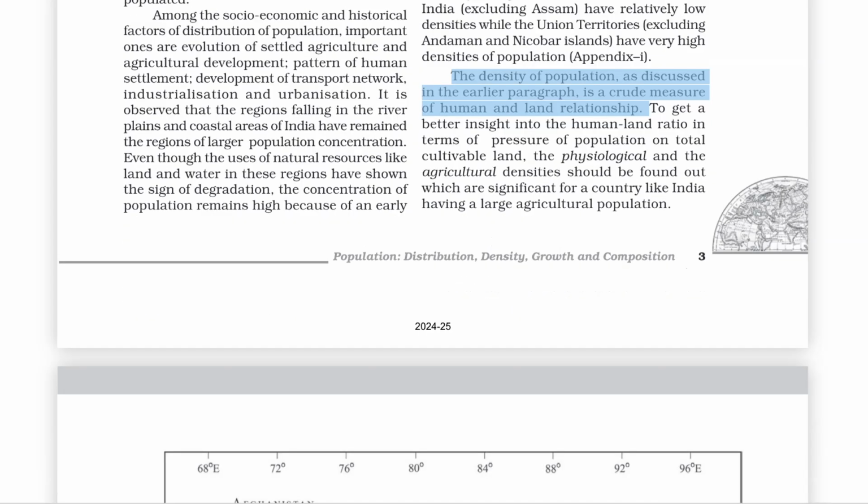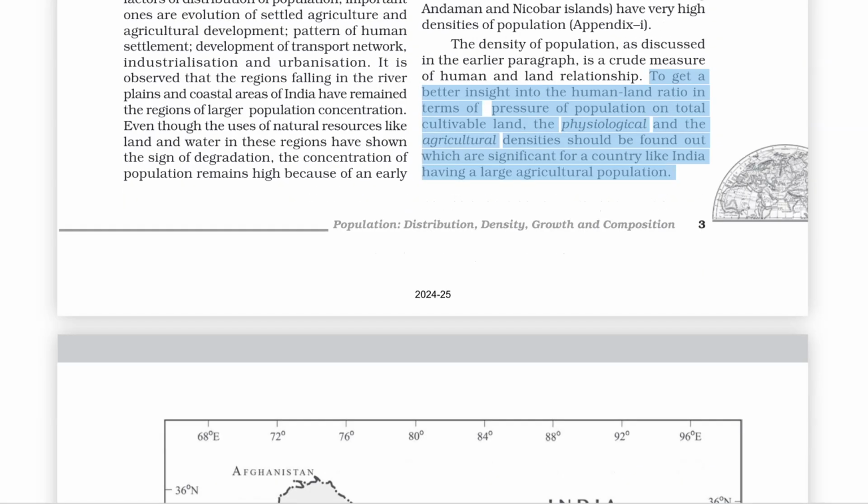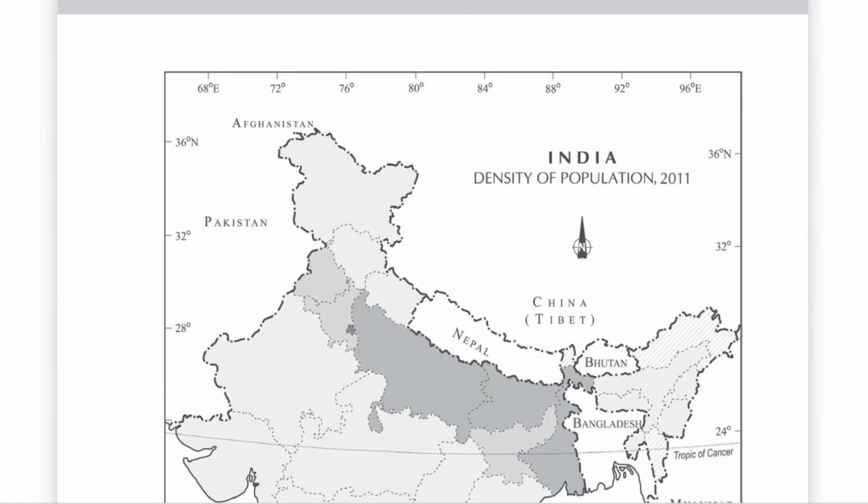Appendix I. The density of population, as discussed in the earlier paragraph, is a crude measure of human and land relationship. To get a better insight into the human-land ratio in terms of pressure of population on total cultivable land, the physiological and the agricultural densities should be found out, which are significant for a country like India having a large agricultural population. Figure 1.2.